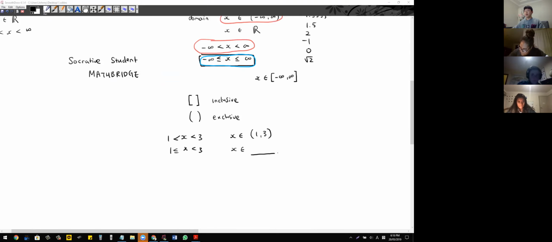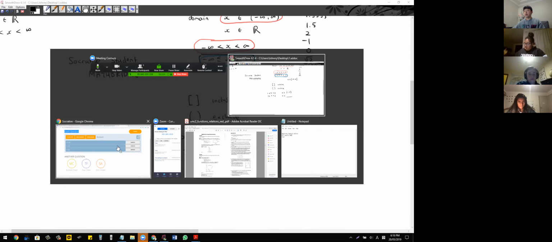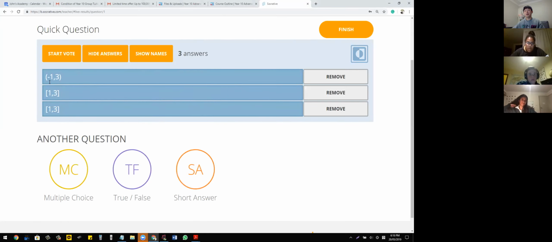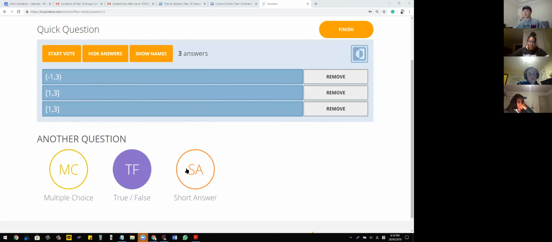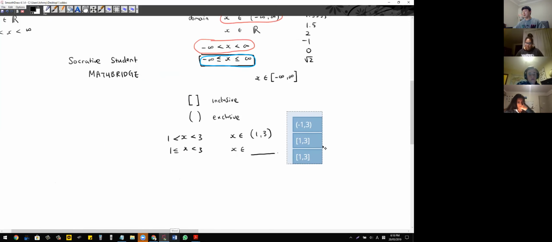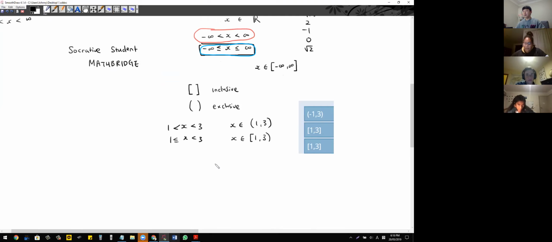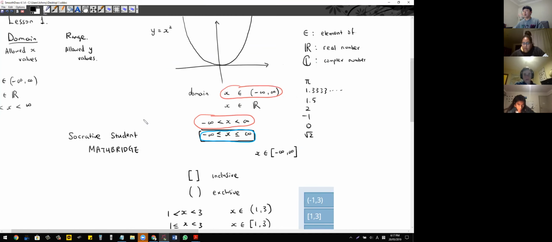So let's have a look at the answers. I've got 3 responses. Okay, so none of these are correct. I want you to think about this. Because these are your answers, but this is partly inclusive. This is exclusive here. So it must be like this: 1, 3, round bracket. So this means this here. Okay? So pretty simple, right? I hope that makes sense.